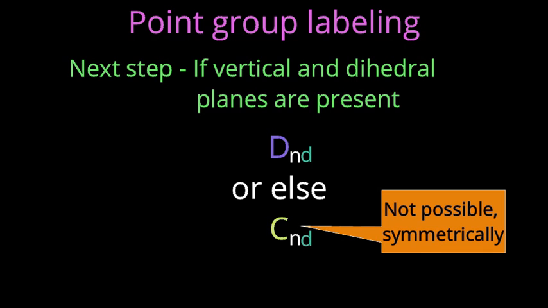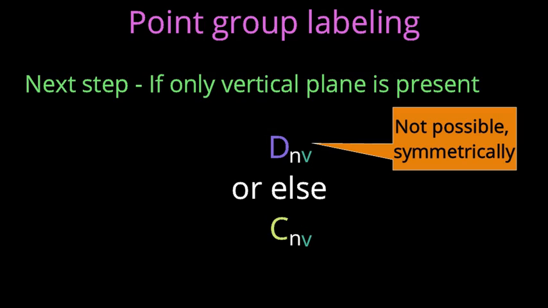But suppose horizontal plane is not there. Only two planes are there, vertical and dihedral. Then who has a priority? Dihedral has the priority. So there we will represent it as Cnd, which is not possible, but understand, and other Dnd. For cyclic point group, existence of dihedral plane is not possible. It means Cnd is not possible from symmetrical point of view.